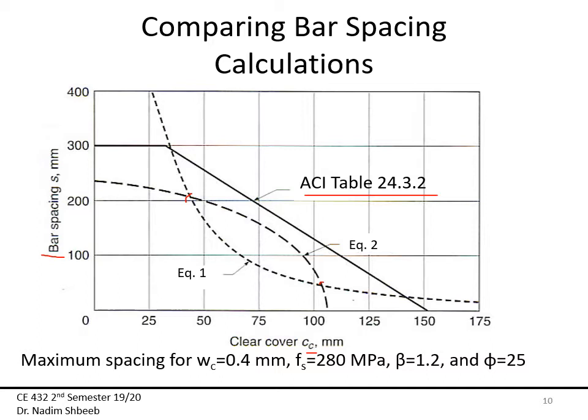24.3.2. As you can see, they are giving you more spacing, or larger spacing, than the other two equations. Now, these equations were carried out based on a crack width of 0.4 millimeters, fs of 280, beta of 1.2, and we used 1 phi of 25, so that we were able to generate these two figures right there. Okay, for equation 1 and equation 2, I'm comparing that to table 24.3.